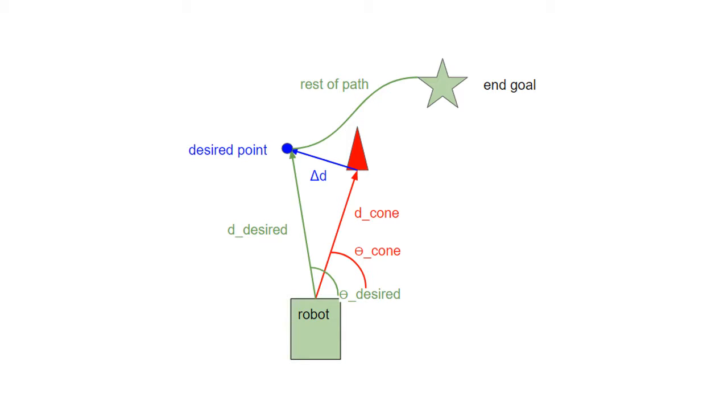When a robot encounters a cone, we update the path by computing the coordinates of the desired point and adding this point to the path. The desired point is set to be a safe distance, delta D, away from the cone, so that the robot navigates around the cone before continuing on the original path.